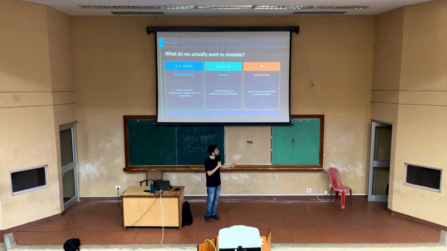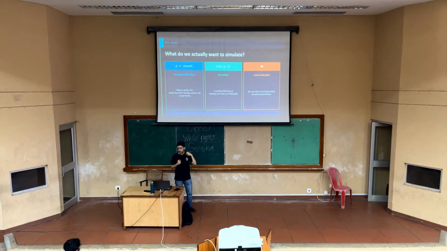Think about what we actually want to simulate. We want to simulate a fluid which is incompressible. What does that mean? It means that rho is constant. Its density is going to be constant, and the velocity field is going to have x, y, and t components, no z component. So it's only 2D for now. We are going to keep it simple.